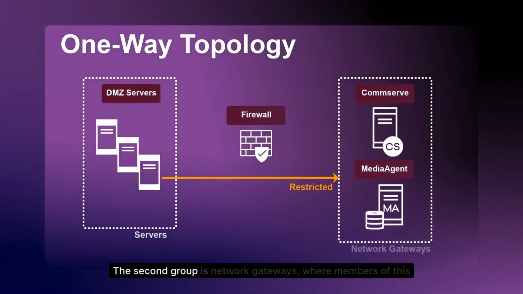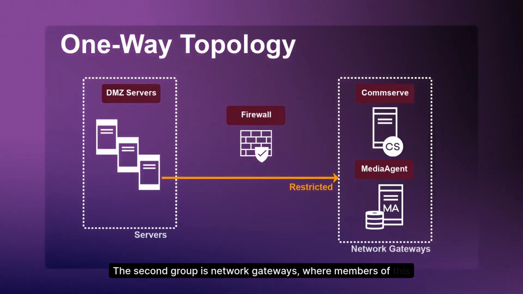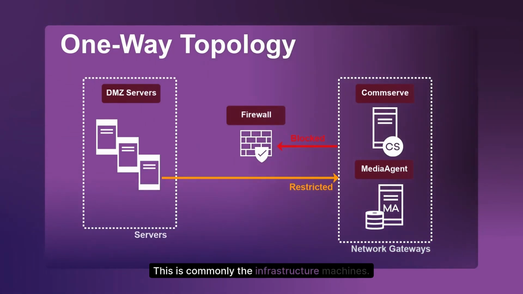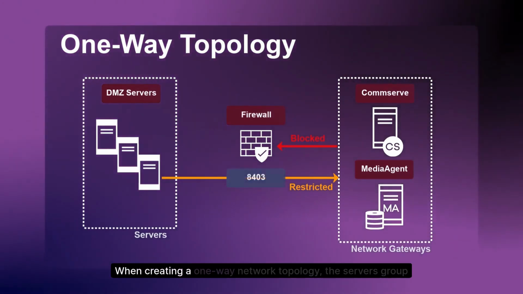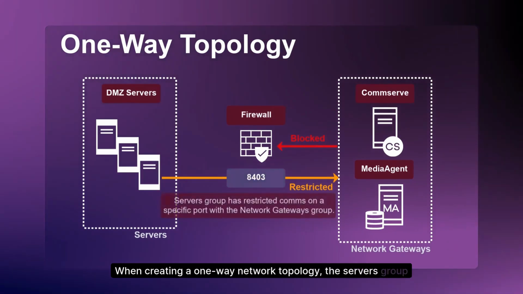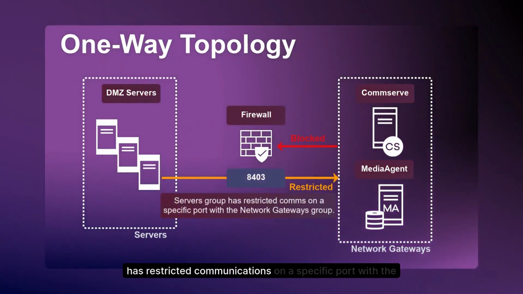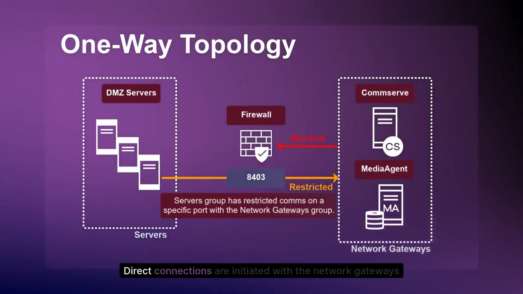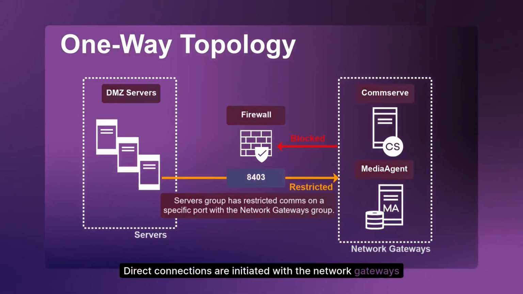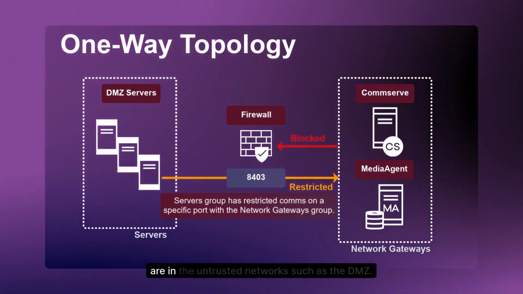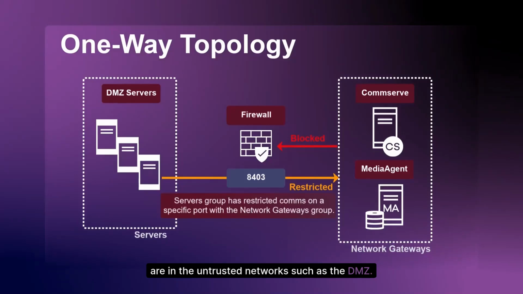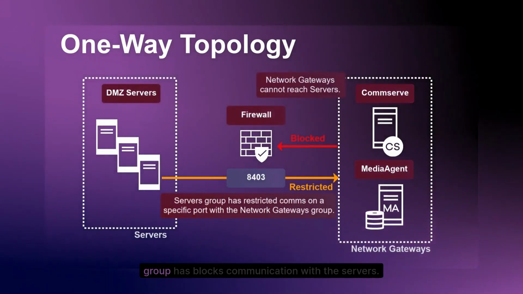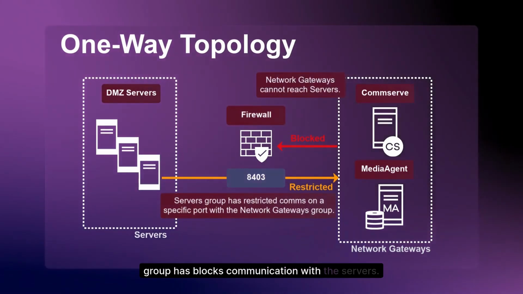The second group is network gateways, where members of this group cannot initiate the connection. This is commonly the infrastructure machines. When creating a one-way network topology, the servers group has restricted communications on a specific port with the network gateways group. Direct connections are initiated with the network gateways group. These systems are in the untrusted networks such as the DMZ. When implementing the network topology, the network gateways group has blocked communication with the servers.